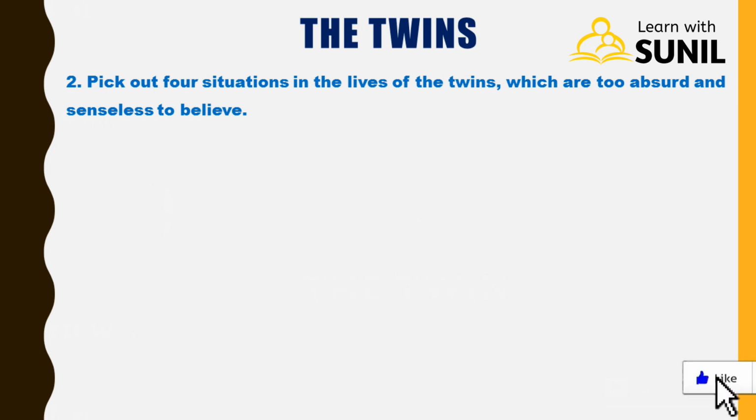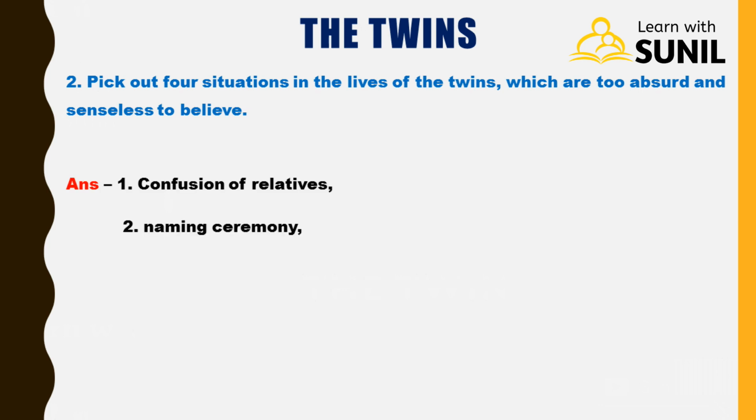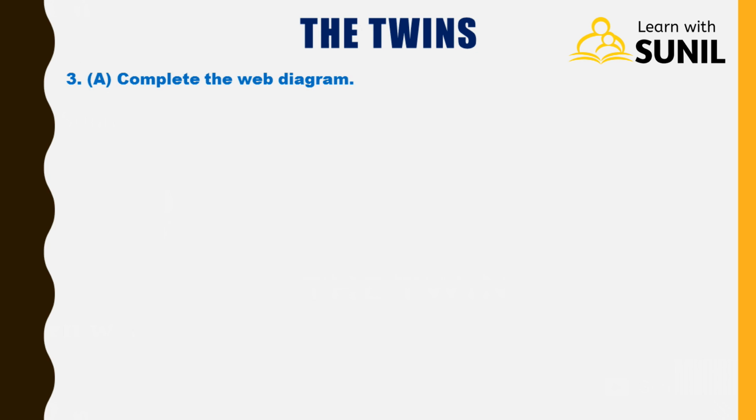Question number 2. Put out 4 situations in the lives of the twins which are too absurd and senseless to believe. Answer: First, confusion of relatives. Second, naming ceremony. Third, marriage function. Fourth, death of the poet.